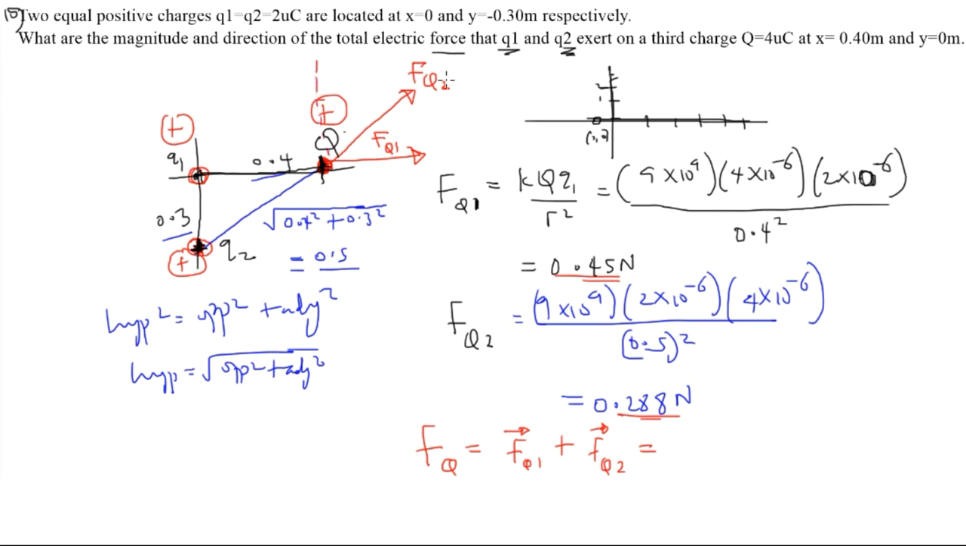We normally have to resolve FQ2 to the x-axis and to the y-axis. So if I do that, that means I'll have FQ1, which is along the positive x-axis. Look at FQ1 right here. Plus FQ2 cos theta. The angle right here, if it is theta, is supposed to be equal to the angle right here. And what should that angle be? This is supposed to be a right angle triangle, and I should have 45 right here, since this is a right angle triangle.